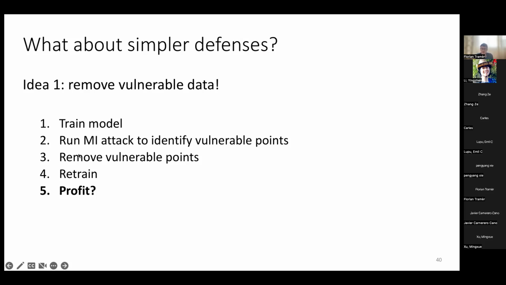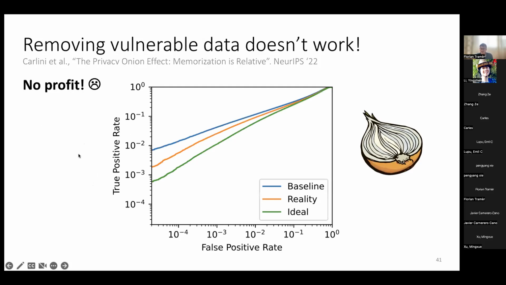And what we were quite surprised to find is that this doesn't work. We did this experiment and found this phenomenon, which we're calling the onion effect of privacy, which is essentially that once you take the most vulnerable data points in your training set and remove them, there's a new layer of points that become vulnerable. There's a new set of points that become outliers because they're essentially not protected anymore by the previous outliers.